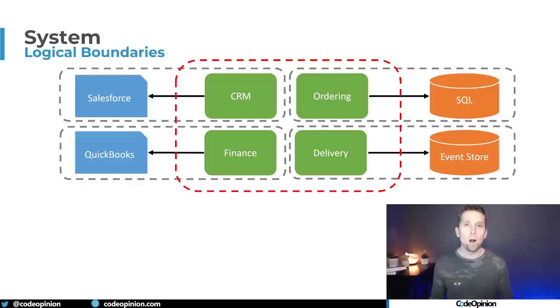Now, why I mention this related to performance or scaling is that because we've defined logical boundaries, because they're loosely coupled between each other, now you can see that it is a separate concern. If delivery, for example, needed to be scaled differently, we could change our physical aspect and have CRM, finance, and ordering be one physical boundary deployed as one unit, and delivery could be deployed as a separate unit. So don't confuse logical and physical boundaries.